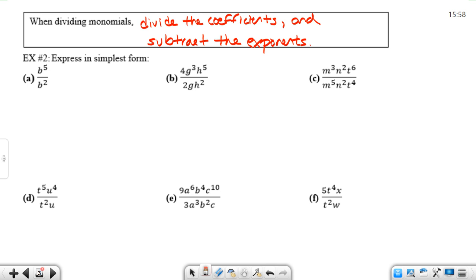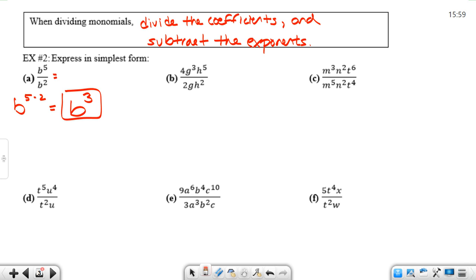So let's start with a pretty simple example here. We've got b to the fifth divided by b to the second. So pretty simply, guys, I'm just going to rewrite this as b to the fifth minus 2. And that's going to give us b to the third power.